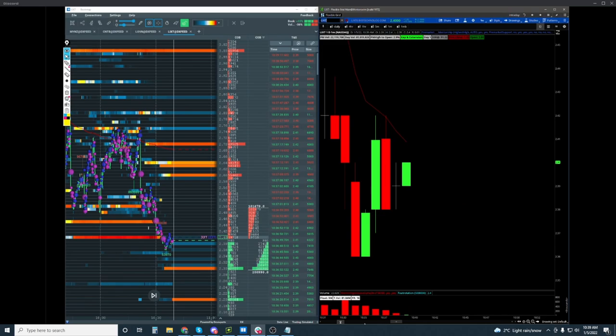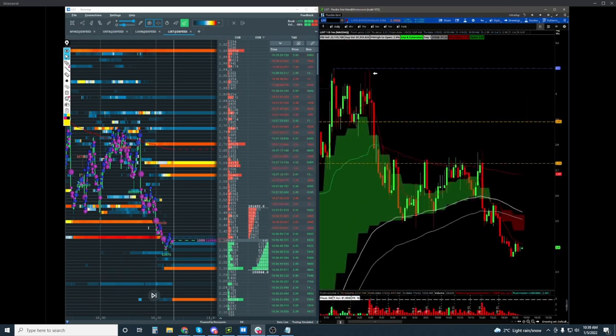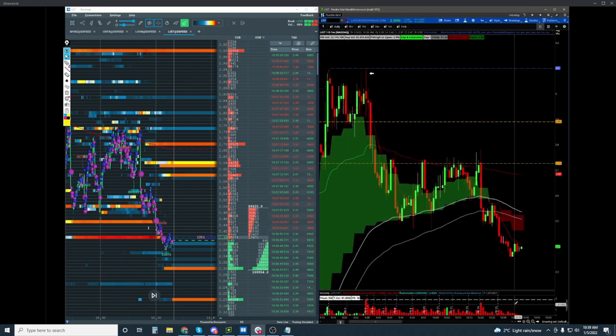Creating a bear flag over here. See, the volume is all red below. Soon they're gonna flow rotate again.